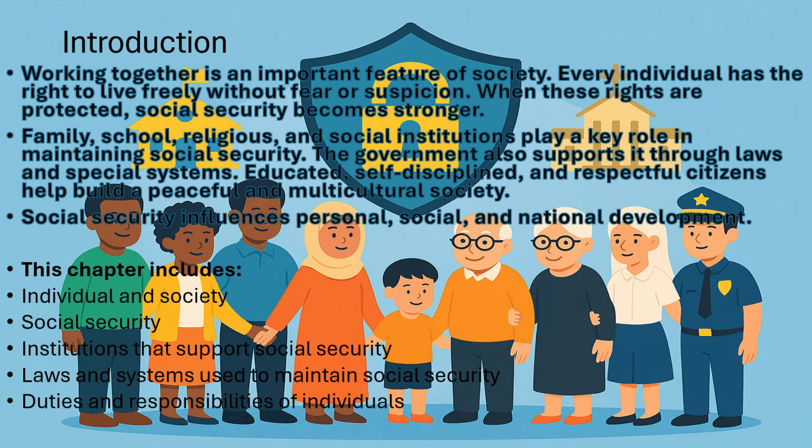So this chapter is not just one chapter, it has a few parts, and now we're going to read them. First one is individual and society. Next we have social security. And next we have institutions that support social security. Next, laws and systems used to maintain social security. And lastly, we have duties and responsibilities of individuals.